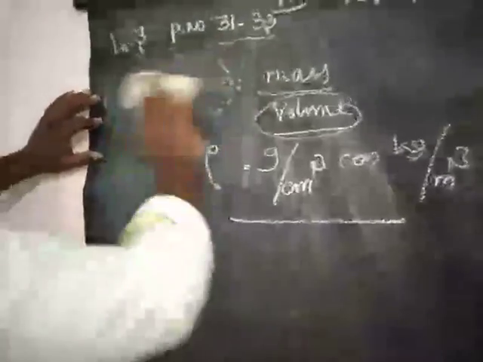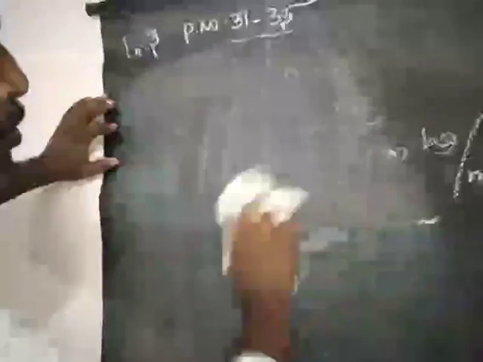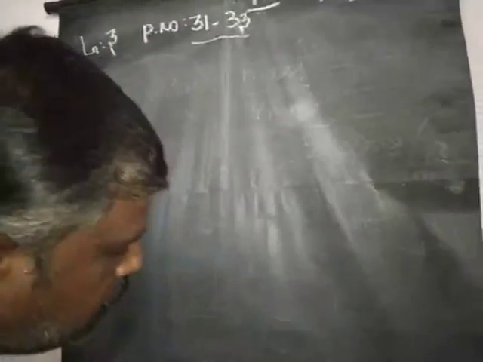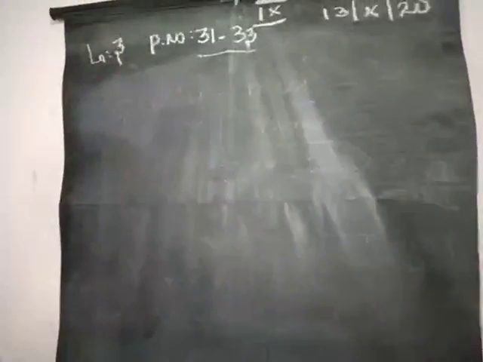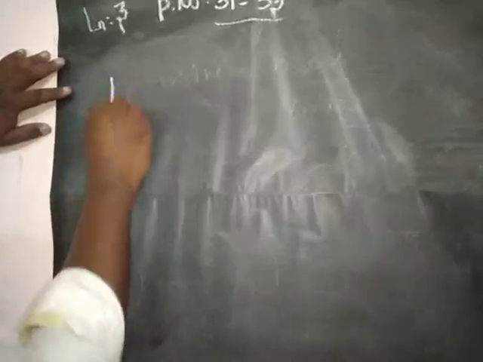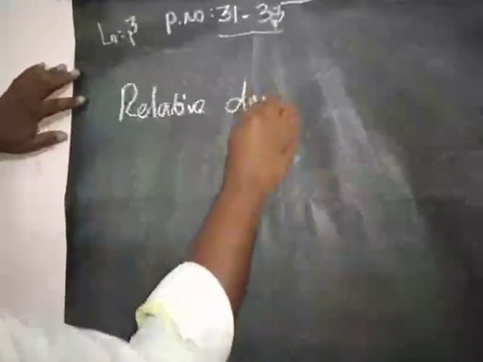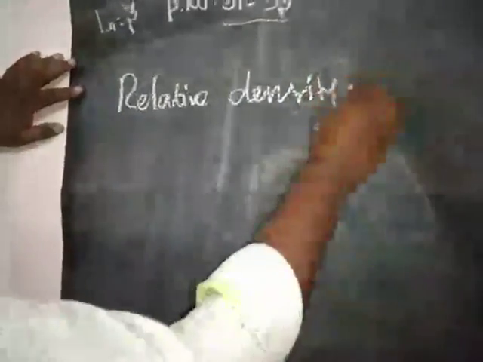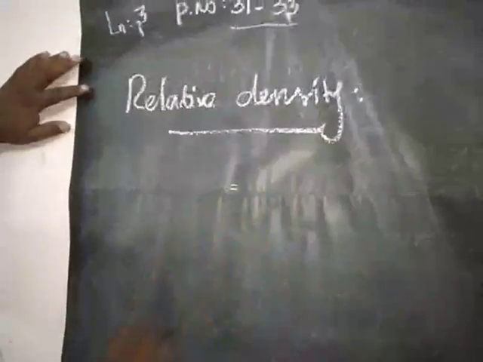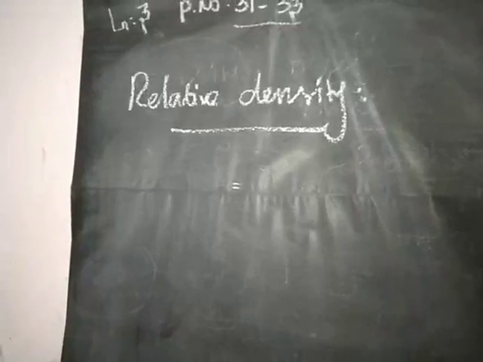So what is meant by relative density? Why do we want to use the term relative density? Relative density means we have to compare two substances to find their masses. With the help of relative density we can find out their masses. Here we are comparing with water. So relative density is equal to what?